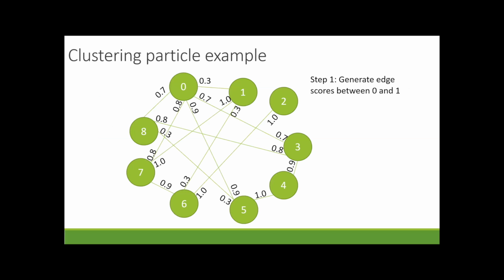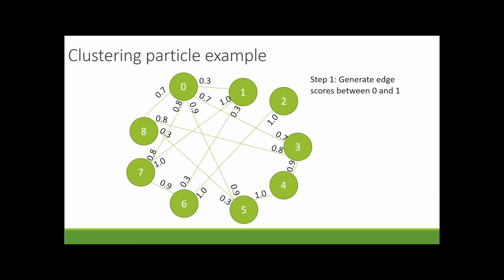So this is going to be an example of how the algorithm runs. We have an example graph here with 9 nodes and edges between them, and edge scores that are generated between 0 and 1. Again, just generated through some neural net, which you can later train to produce different behavior.